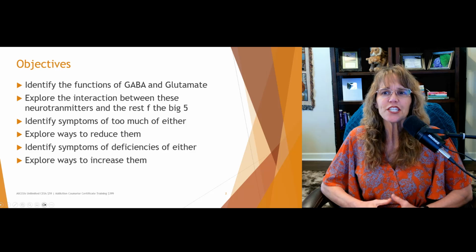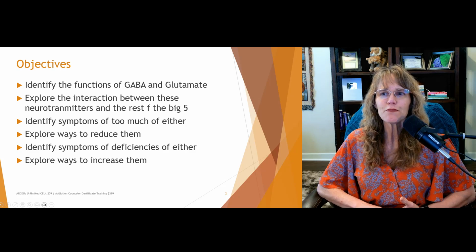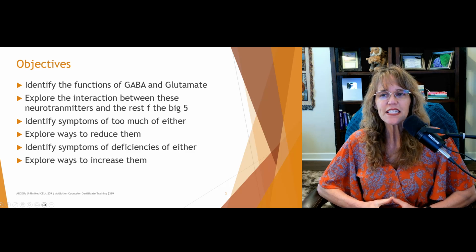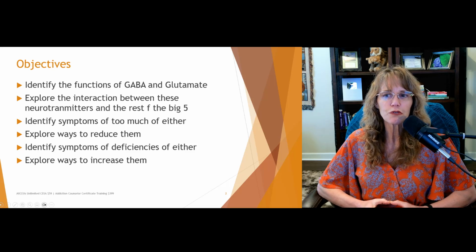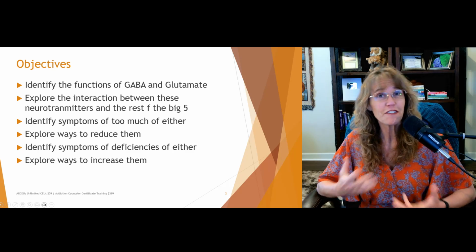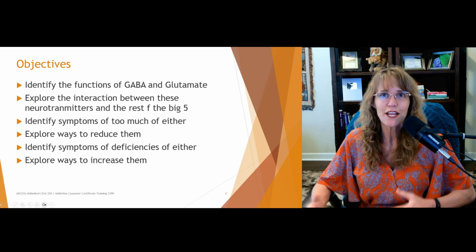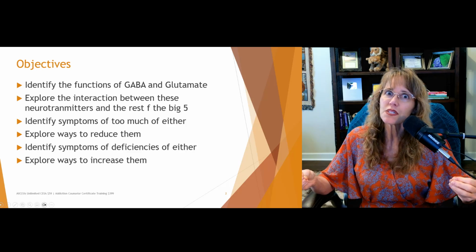In this presentation, we'll identify the functions of GABA and glutamate, explore the interaction between these neurotransmitters and the rest of the big five, identify symptoms of too much of either, explore ways to modulate them, and identify symptoms of deficiencies or excesses so we can figure out what we need to do here. And it's not as simple as it sounds.